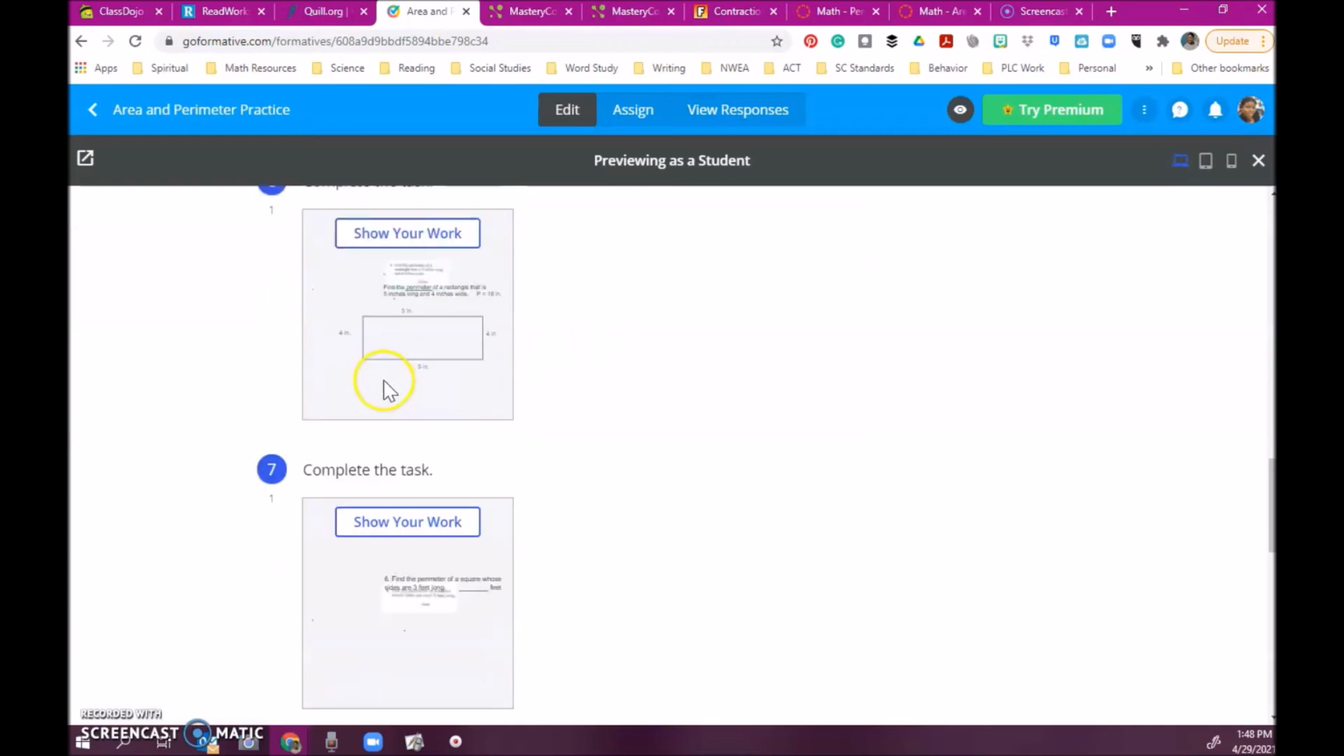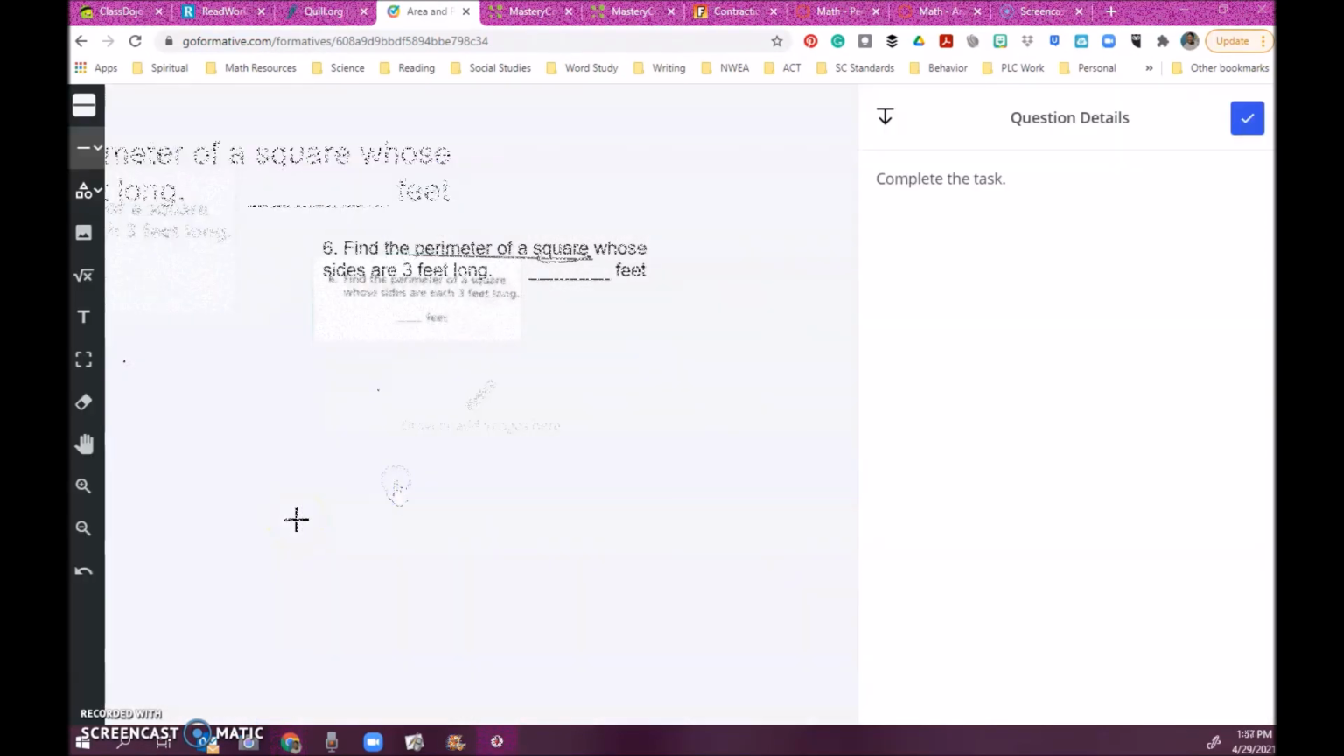Moving on to the next one, number 7. Let's show our work. I opened up number 7, and it was kind of blurry, so again, I typed this one out for you. But it asks you to find a perimeter of a square whose sides are 3 feet long. So the information I needed was that I'm looking for the perimeter and that the sides are 3 feet long. So I wanted to sketch it out.